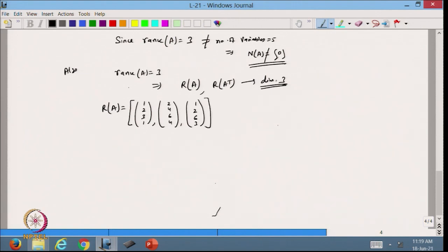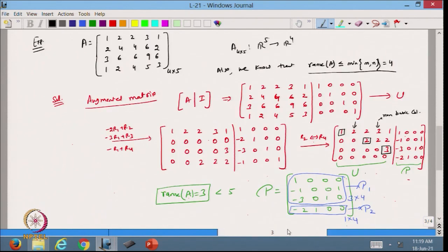So, this is spanned by this one, and you can check that these are also linearly independent. From here you can check, it contains only 1 0 0, another one contains 2 2 0 0, and the third one contains 1 2 3 0. So, these are linearly independent.